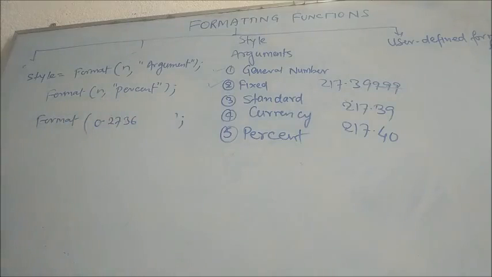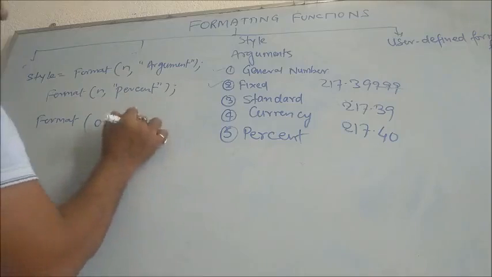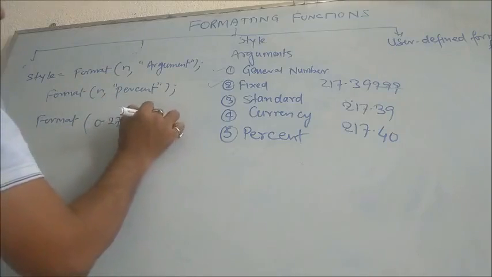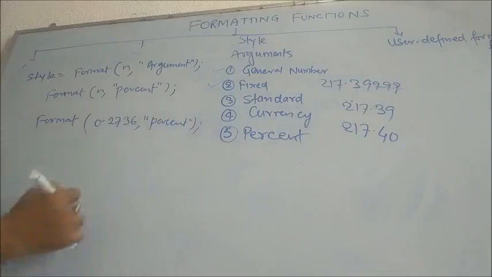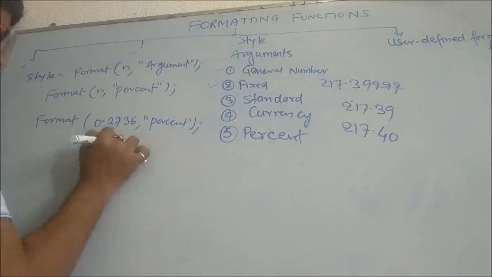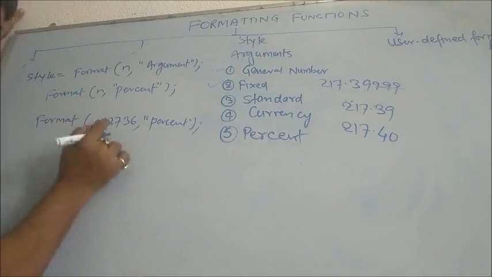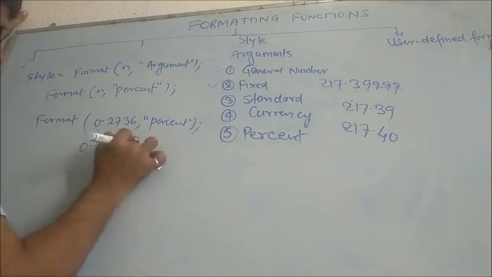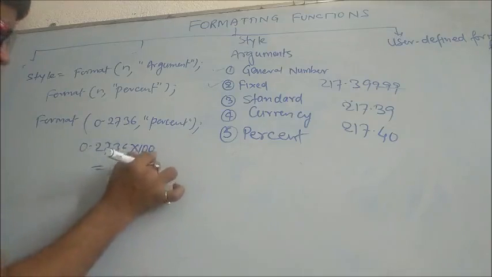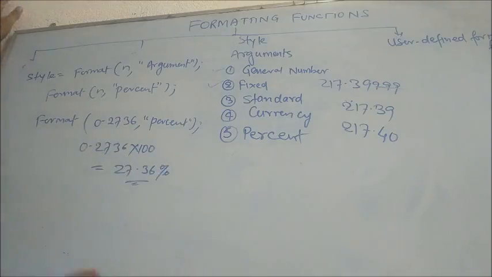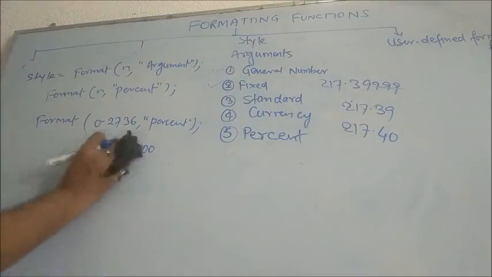Like this, right? 0.2736, and if it is given as a percent, what is going to happen here? This will be multiplied by 100. So 0.2736 into 100 is equal to 27.36%. So you will have 27.36%.